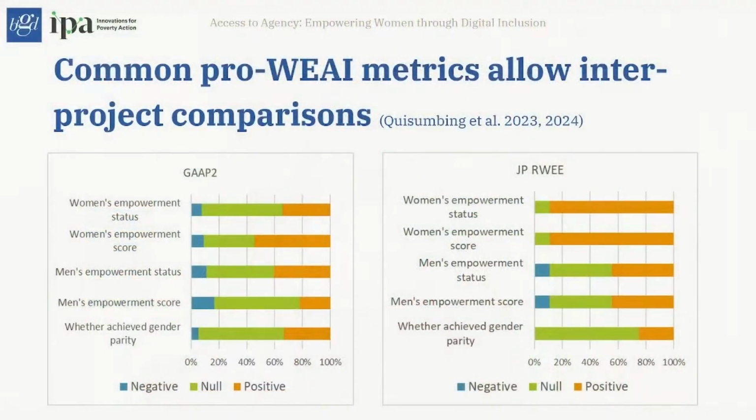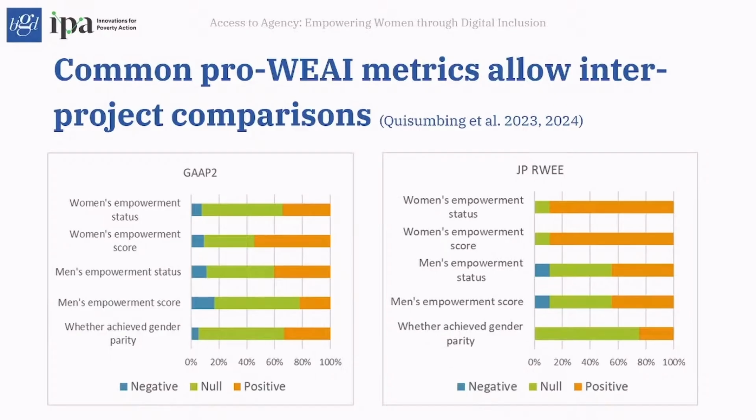One of the great advantages of the ProWEA metrics is that they allow for inter-project comparisons. So what I'm showing here is on the left-hand side, we have the GAAP2 projects. So these were the agricultural development projects that helped develop the ProWEA and its indicators. On the right-hand side, we have another portfolio of 4 projects that comes under the Joint Program for Rural Women's Economic Empowerment, or JPRWEE. And here we have summary indicators of the impacts of the interventions that were conducted within the constituting agricultural development programs, and what we see as impacts on women's empowerment status, empowerment scores, men's empowerment status, and so on.